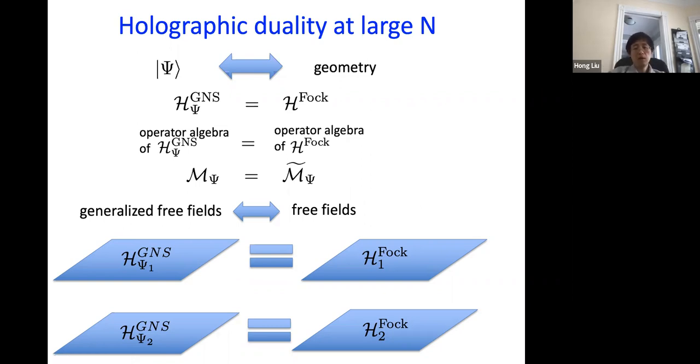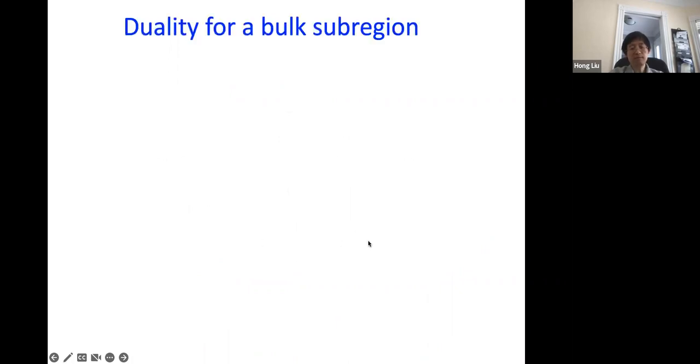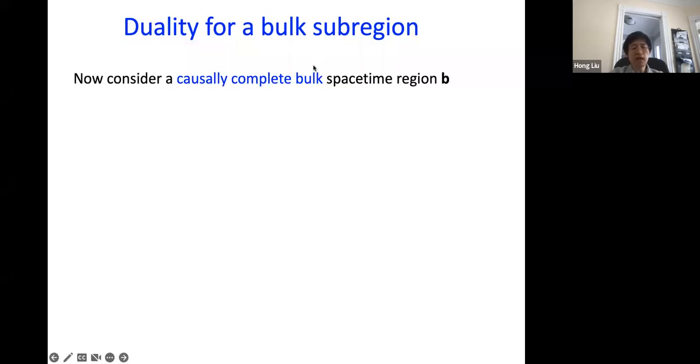So now with this preparation, it's trivial to formulate this subalgebra and subregion duality. Now we can formulate the duality for a bulk subregion. Let's consider a causally complete bulk spacetime region B. Now I'm talking about the gravity regime, corresponding to the field theory in the strong coupling limit, because I don't know how to talk about a causally complete bulk region in the string field theory language yet.